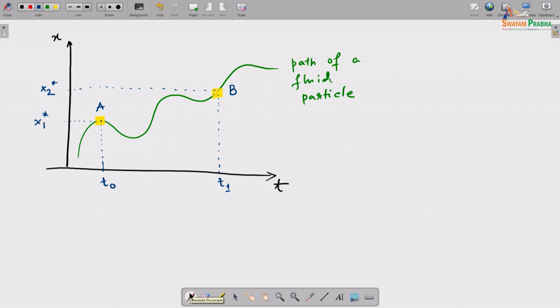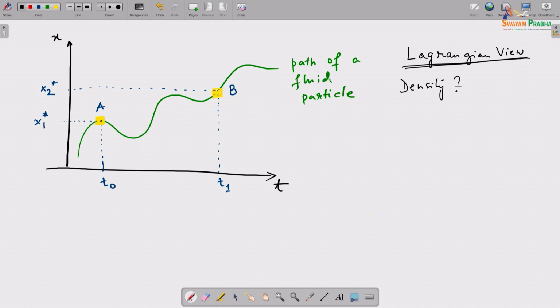Now my question is, this particle is moving from A to B. In the Lagrangian view, which is when I follow a particle, when the particle is following this path, what is the change in, say, the density? How would you think you could write that?